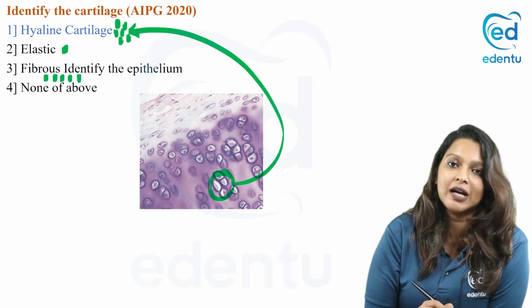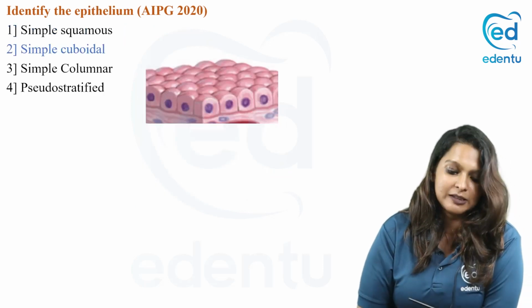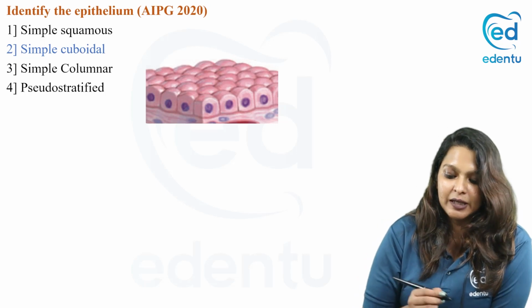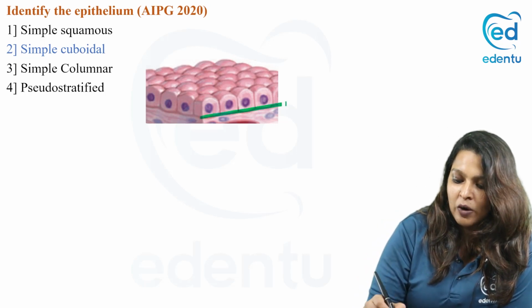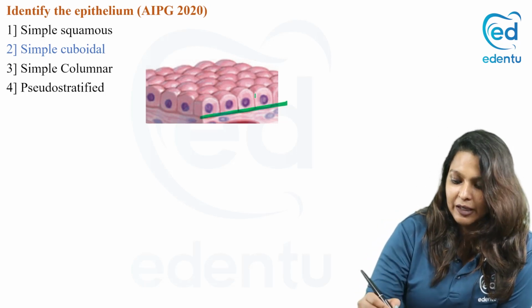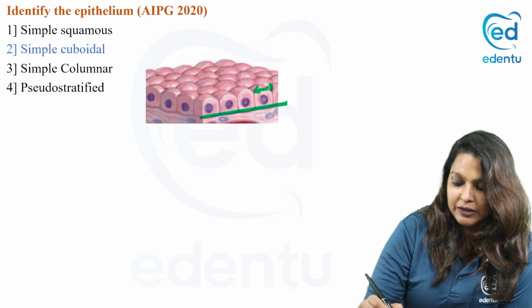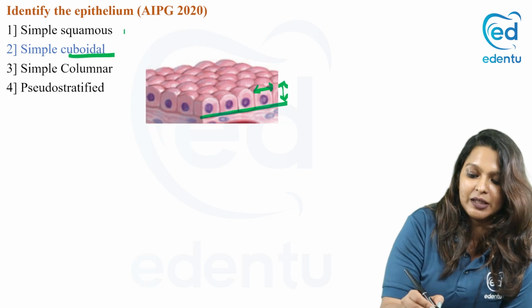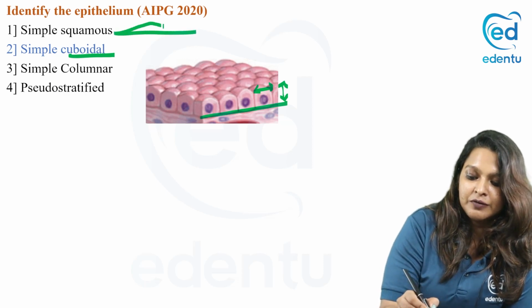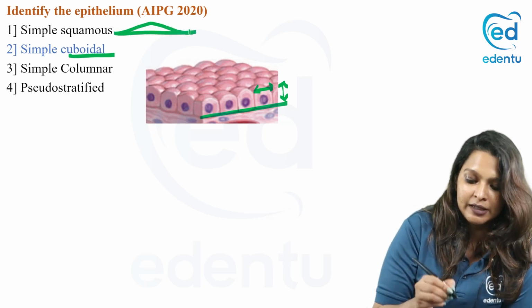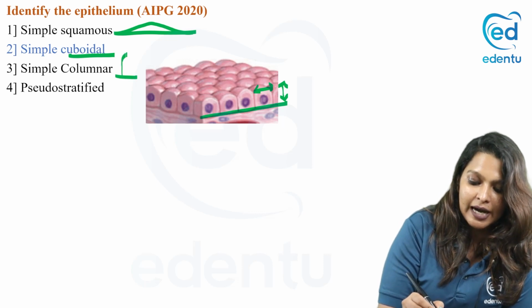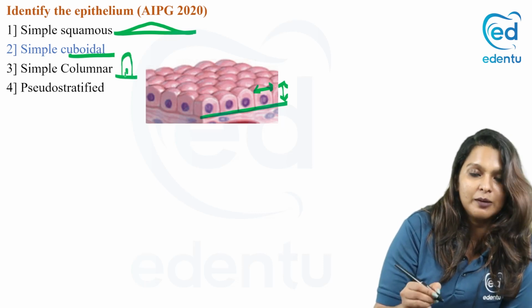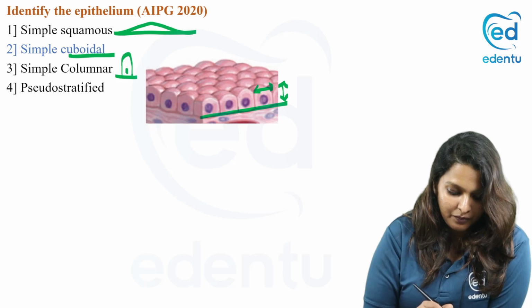What are the cells of the cartilage called? Chondrocytes. Identify the epithelium. It is arranged only in one layer, so it is a simple epithelium, and the width of the cell matches the height, so it is a cuboidal epithelium. If the width of the cell is more than the height, it is squamous, and if the height is more, then it is columnar epithelium.